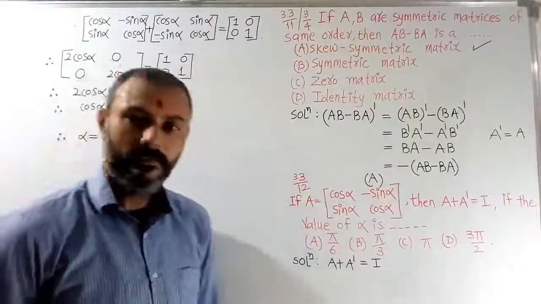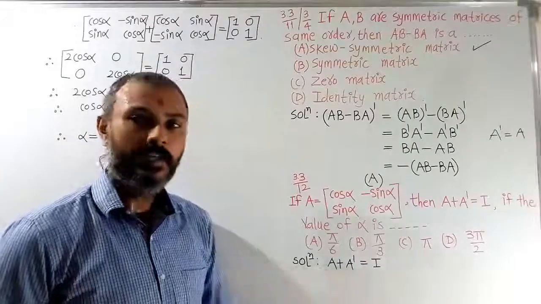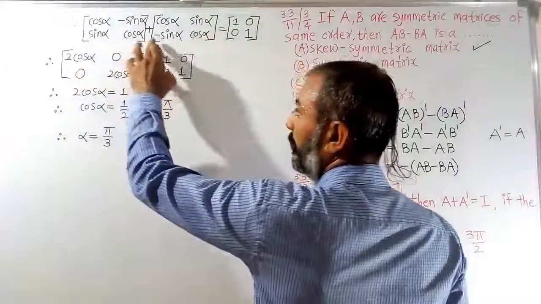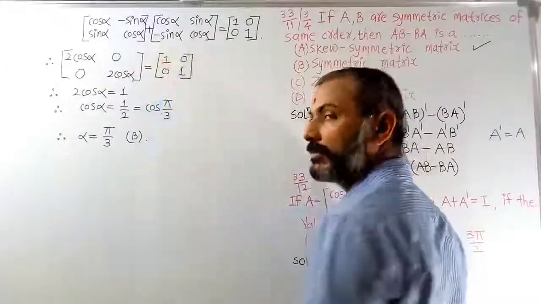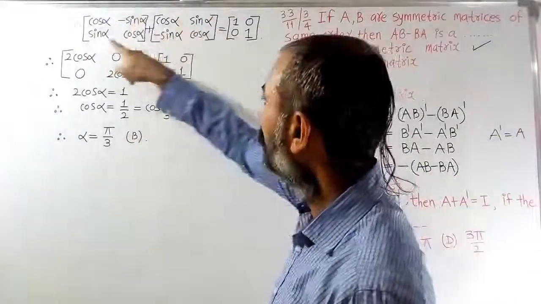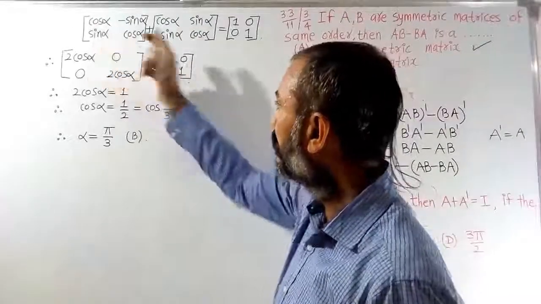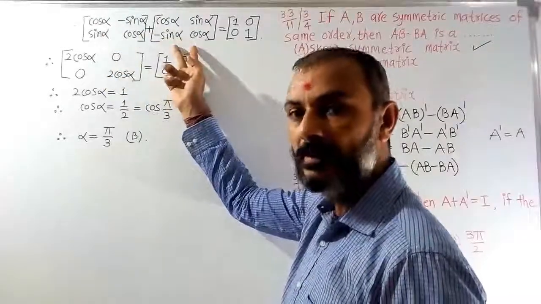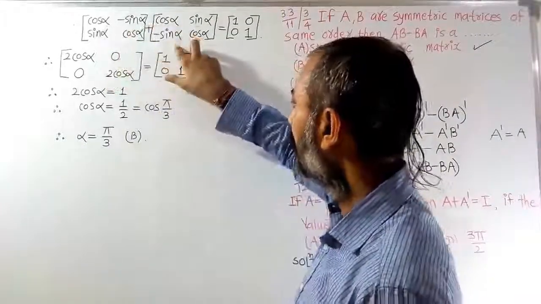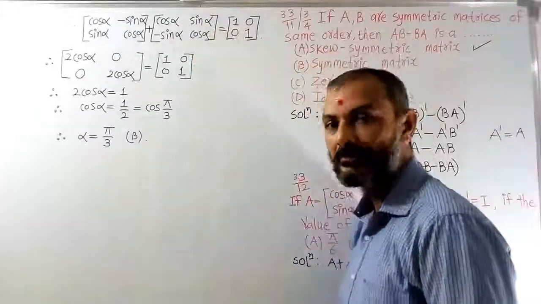So let's solve by using that property. A plus A transpose equal to identity. I write here A plus its transpose. You know now how to find the transpose. First row becomes first column, second row becomes second column. So this is matrix A, this is matrix A transpose, addition equal to identity matrix.